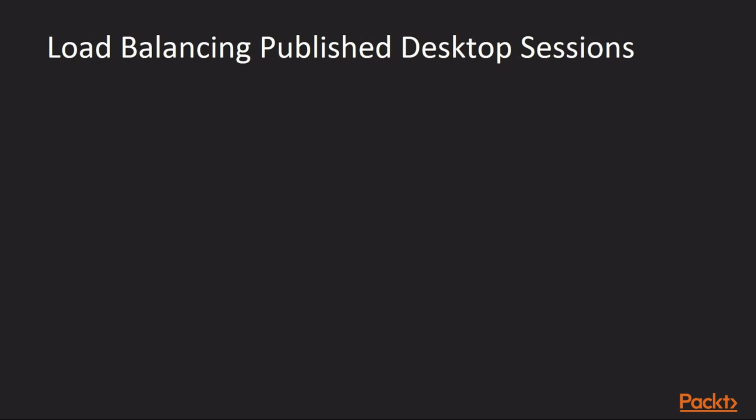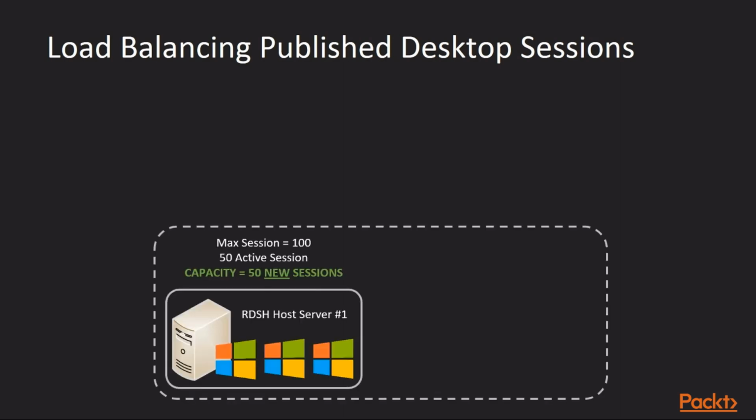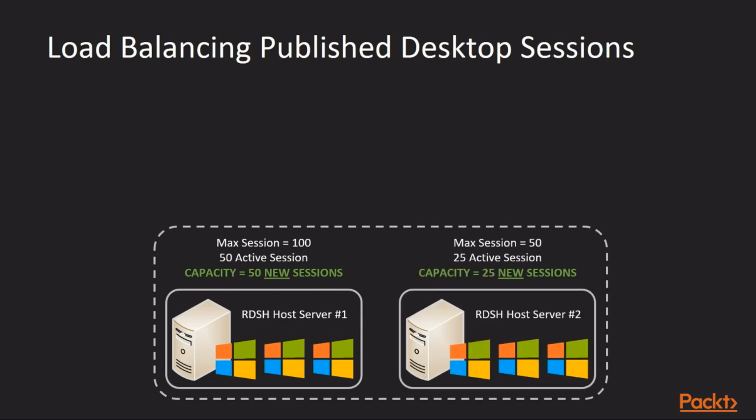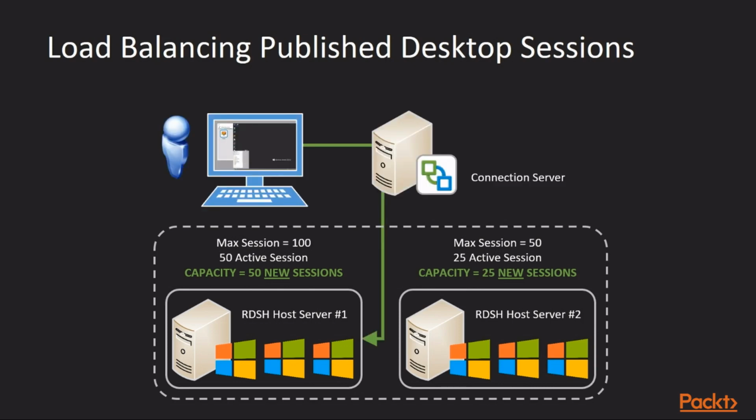So in this example, we have two RDSH servers in a farm. RDSH server number 1 can host a maximum of 100 sessions and currently has 50 of those 100 sessions active. Then we have RDSH host server number 2, and that can host a maximum of 50 sessions and currently has 25 of those 50 active. Therefore, in this example, when we launch a new session, as the most free sessions are on RDSH host server number 1, this session will launch and be delivered by this server.